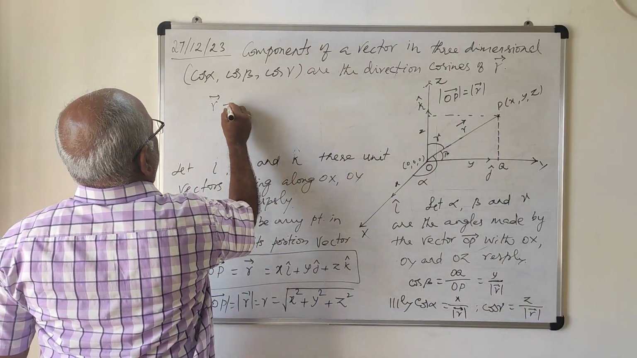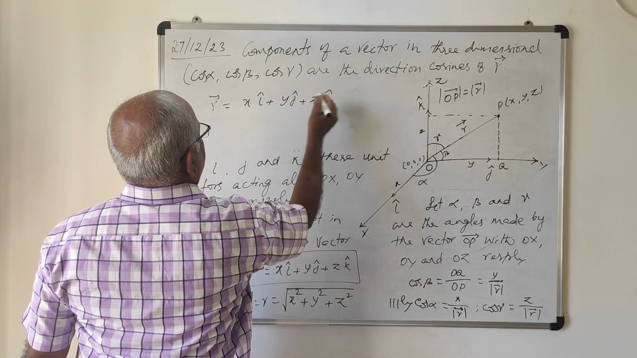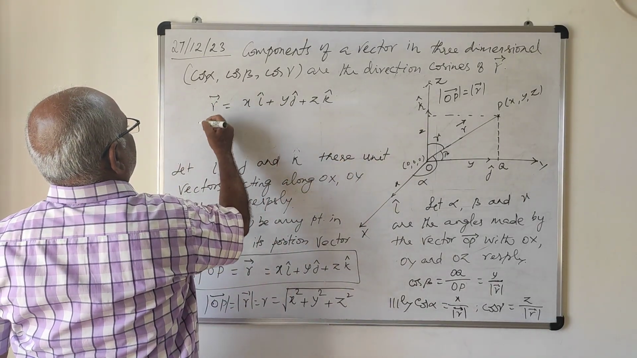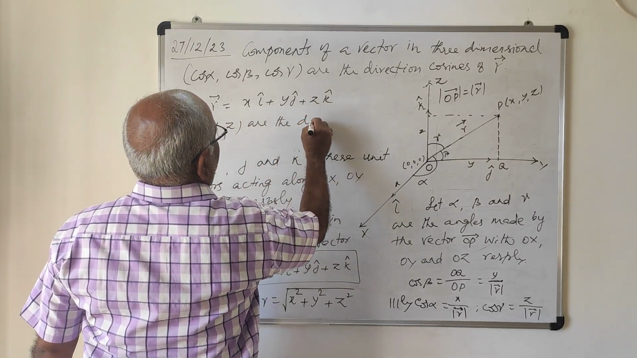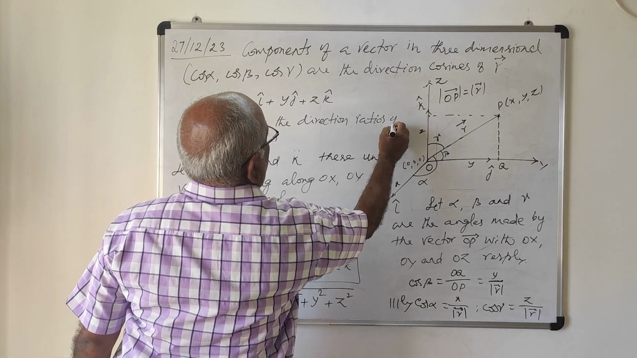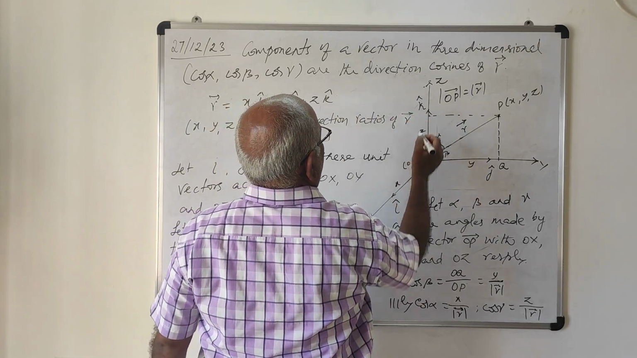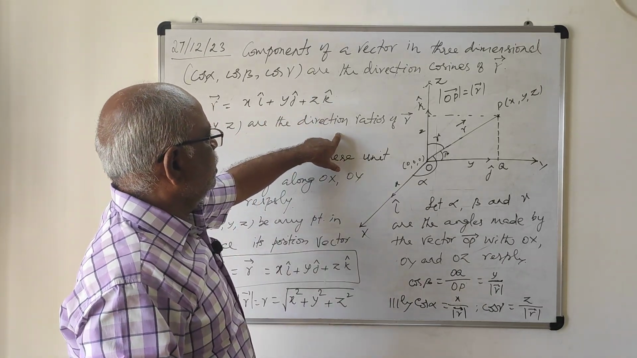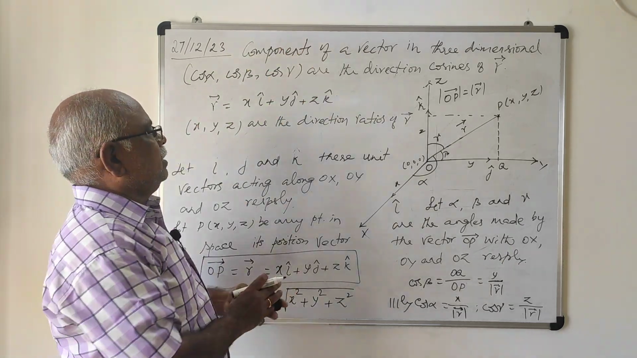And the vector R you know is xi plus yj plus zk. These x, y, z are called the direction ratios of the vector R. So for any vector, the components x, y, z are called direction ratios, and the cosines of the angles of the vector, cos alpha, cos beta, cos gamma, are the direction cosines of the vector.